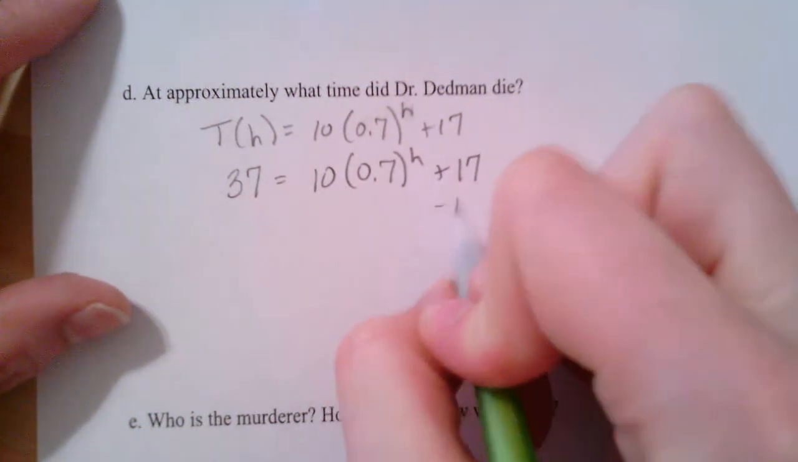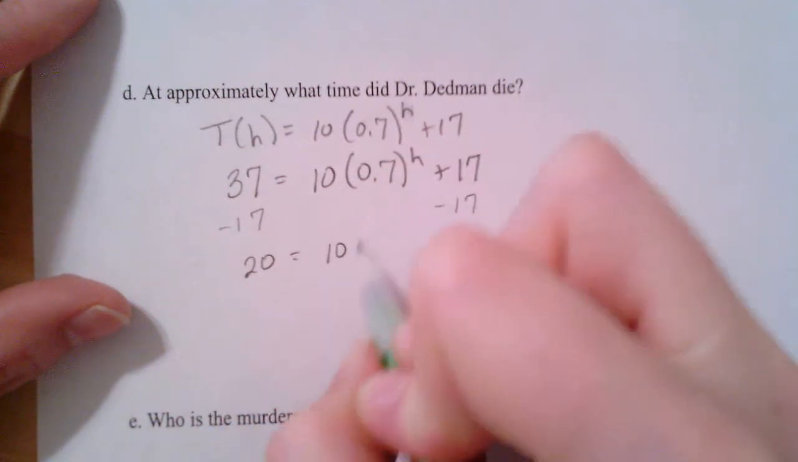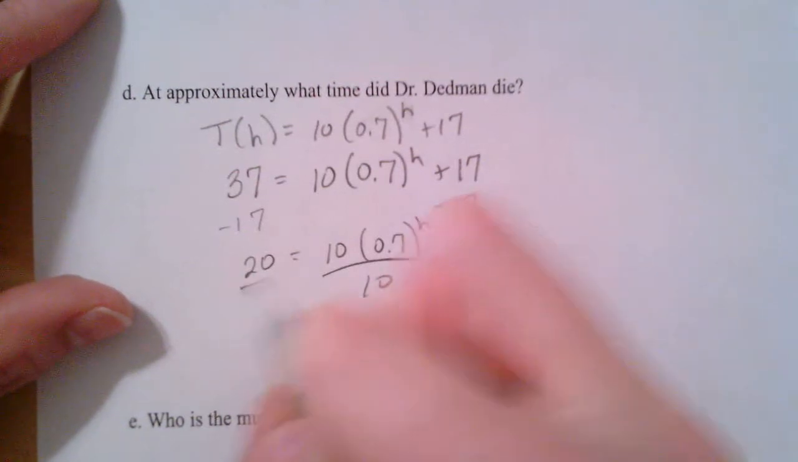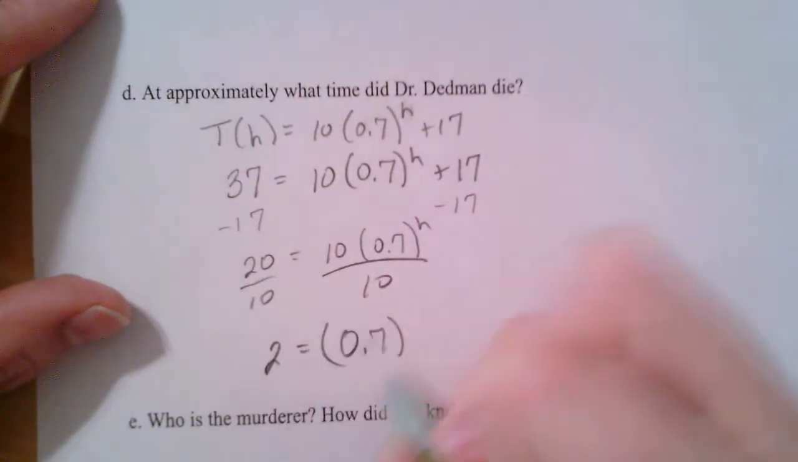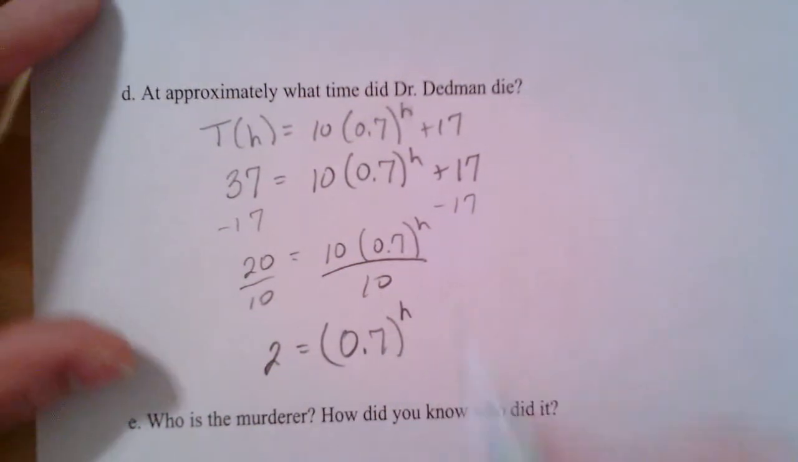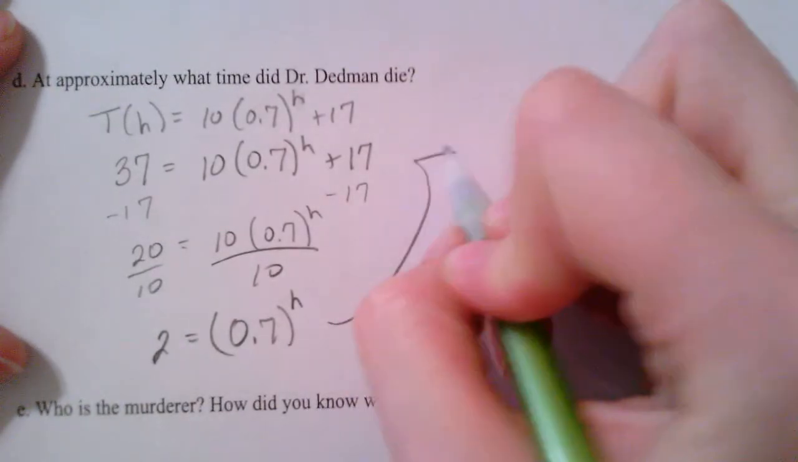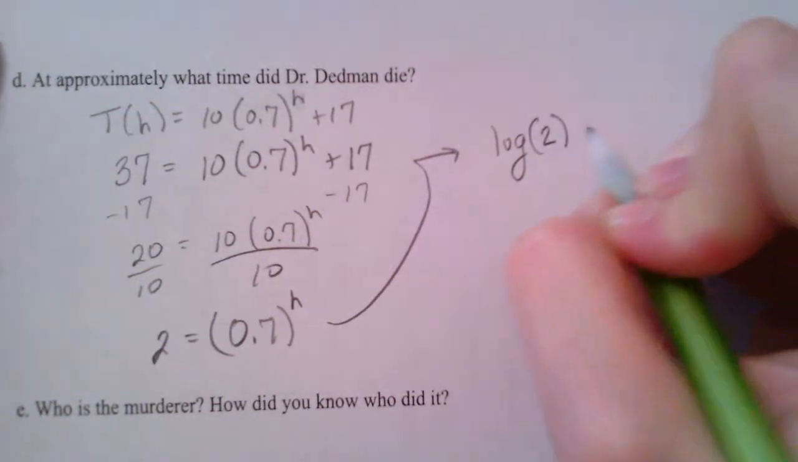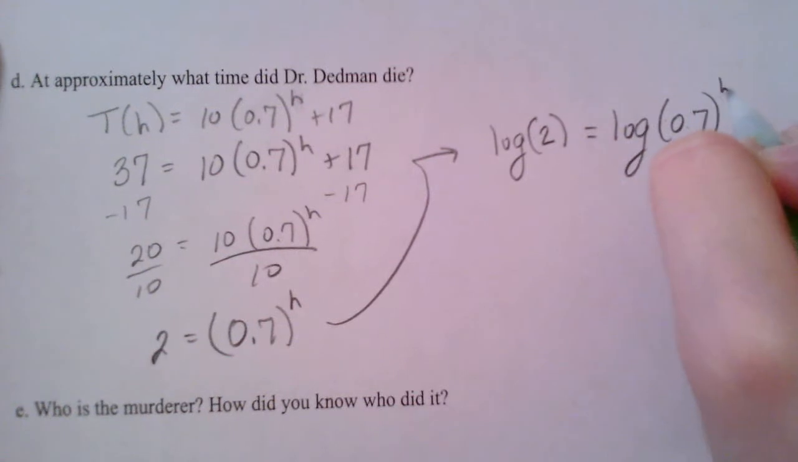Notice we're going to need to use logarithms to do that. So I'm just going to begin by subtracting 17 from both sides, and then divide by 10, and I get that 2 is equal to 0.7 to the h power. Notice this exponential, we really do need to use logarithms to solve for this. So I'm going to use that technique of taking the log of both sides. And I'm going to use a log of base 10 just because my calculator does that really easily.